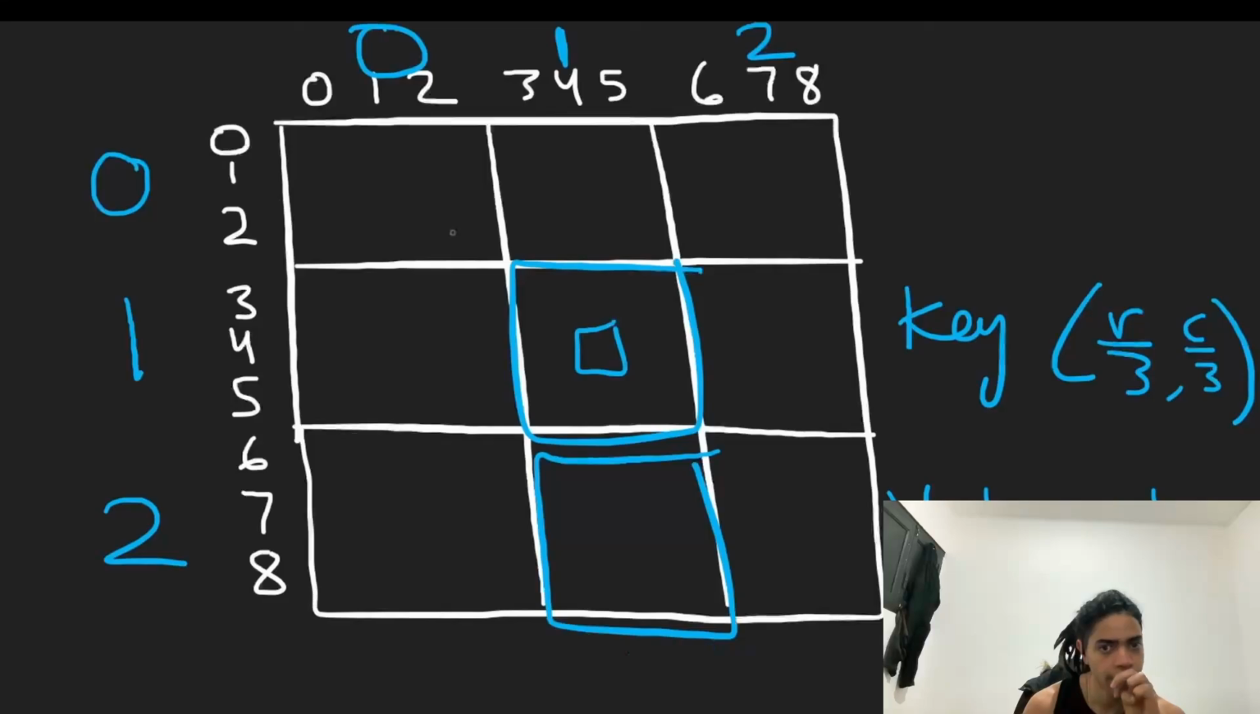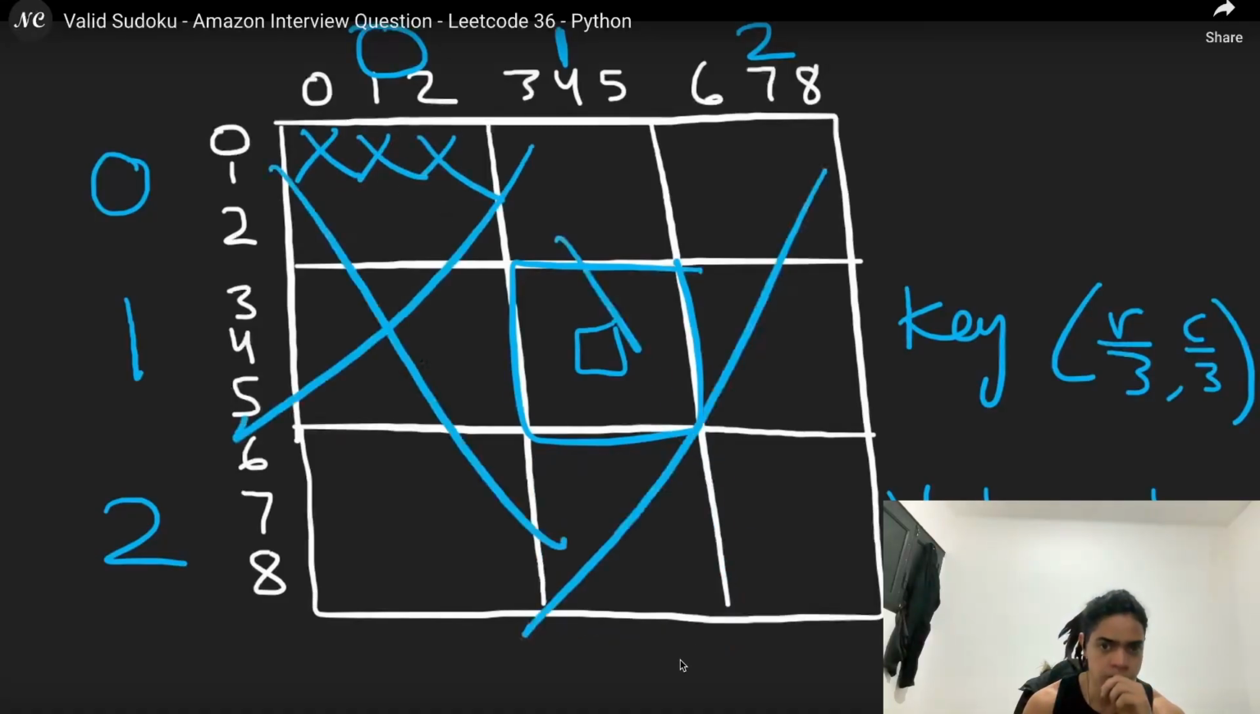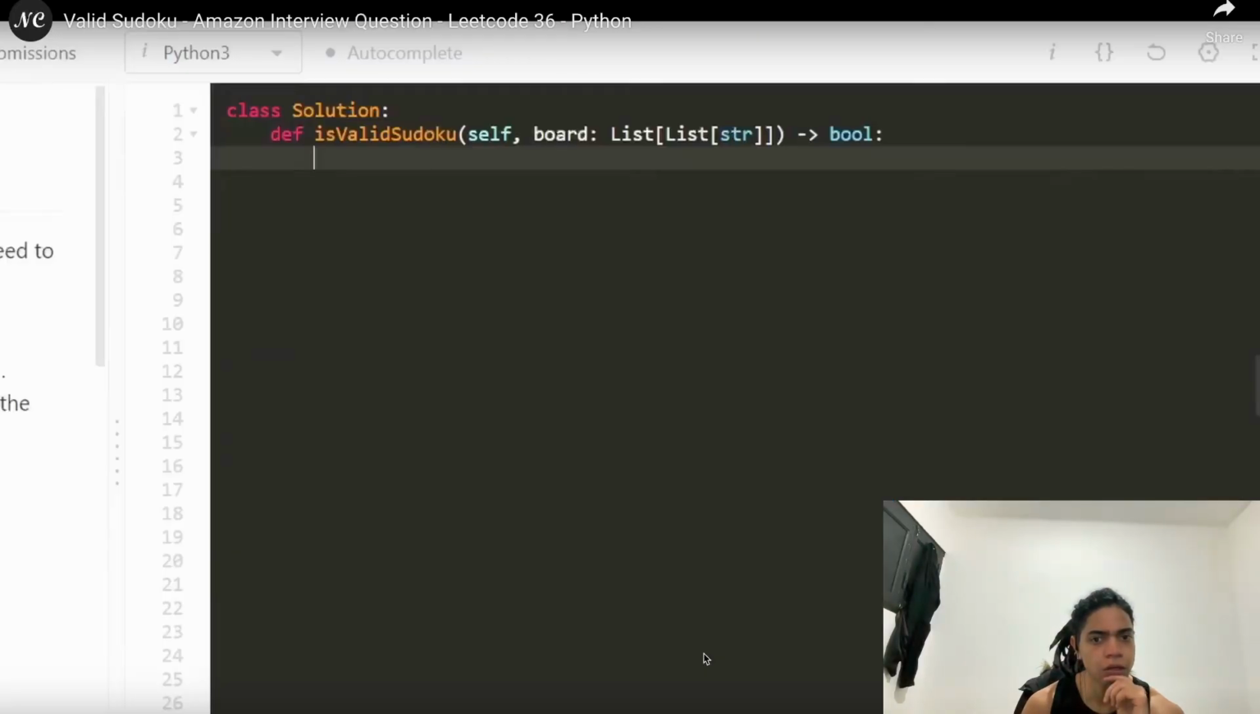So we're basically going to go over the entire grid, every single position in the entire grid. If we find any duplicates, we return false. If we don't, at the end we can return true. So now we have enough information to actually write out the code. So let's do that.